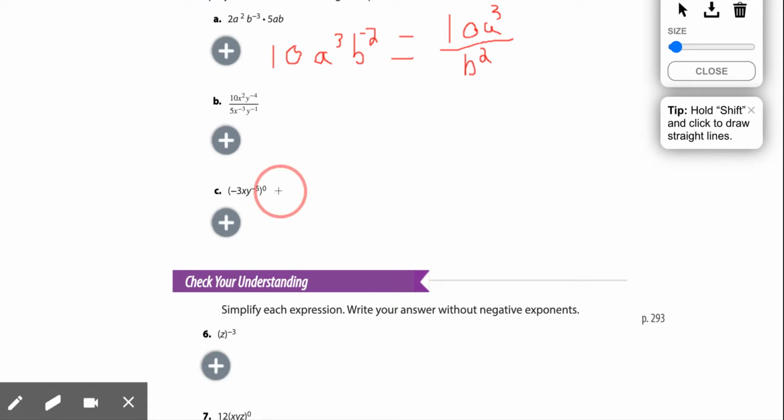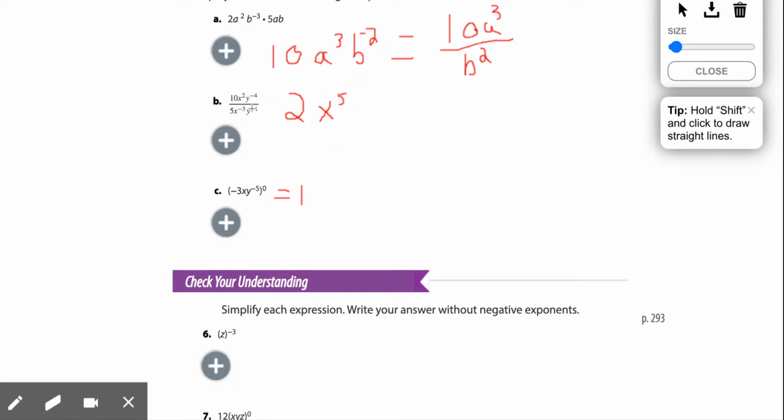Anything to the 0 power is 1. I can just look at that right there and get that. Let's look at b. 10 divided by 5, we'll do the numbers first, 2. X squared divided by x to the -3. Well, subtract when you're dividing. That's 2 minus -3, which is actually 2 plus 3, so that's x to the 5th.